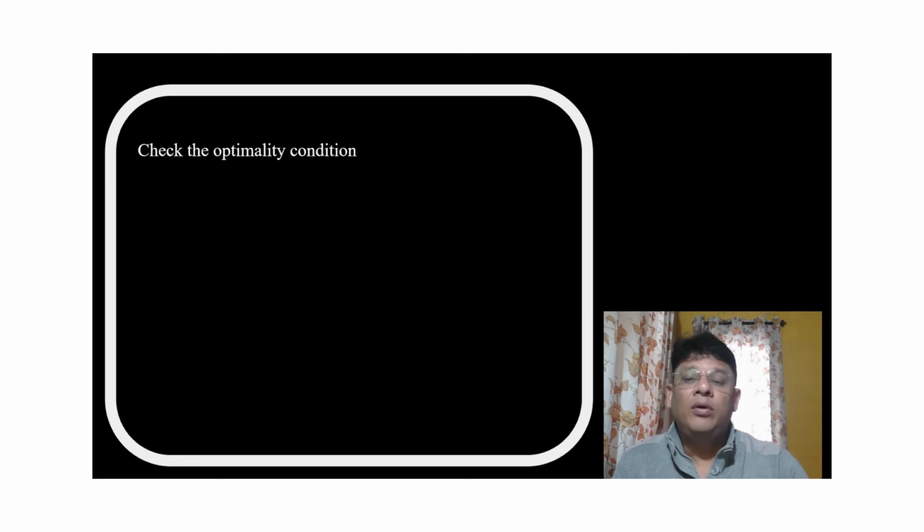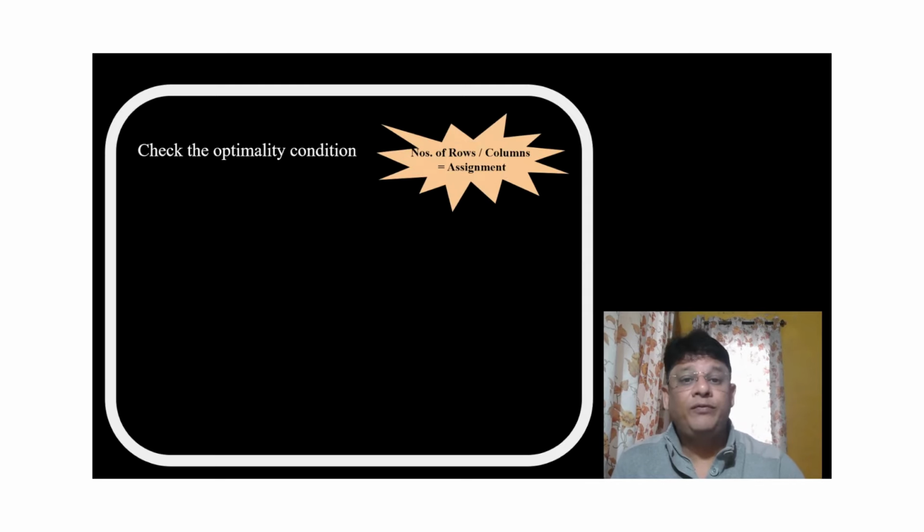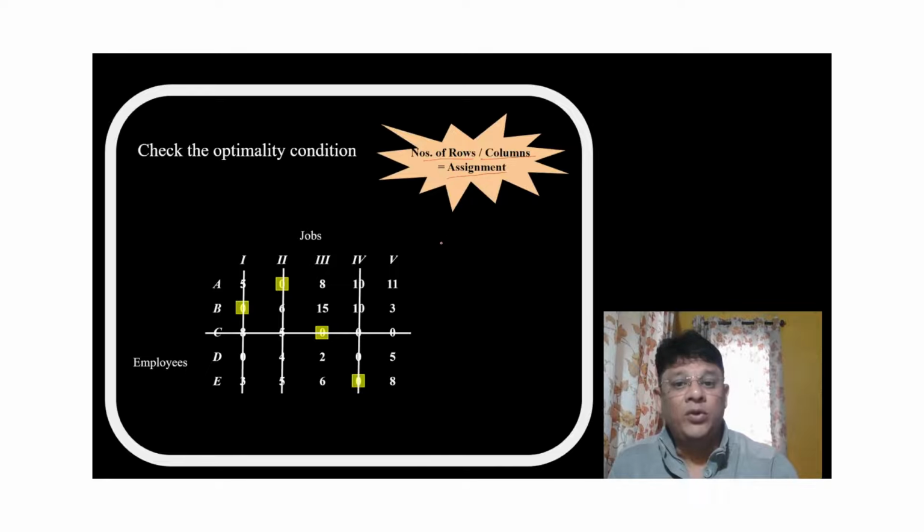Fine. Now you have to check the condition for optimality. And what is the condition for optimality? The condition for optimality is that the number of rows or columns must be equal to the number of assignments, right? Now in this case, if you check, you have 5 rows and how many columns? 5 columns, right? So number of rows or columns is 5, right? And assignments are 1, 2, 3 and 4. So 5 versus 4. Whereas what you must have is 5 and 5.